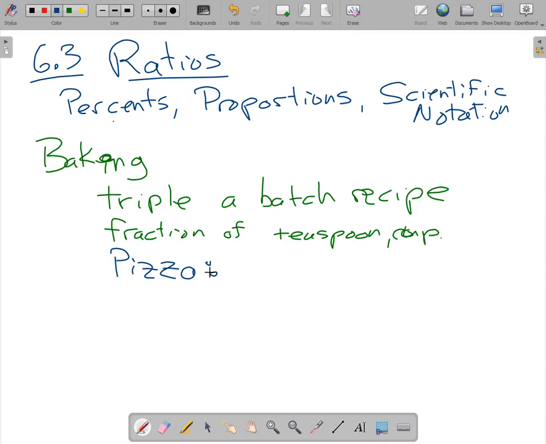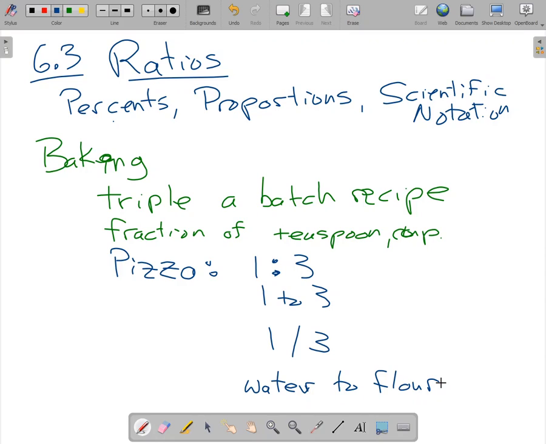I was thinking, for baking, I like to make pizza, and my pizza dough has one important ratio. It's a ratio of 1 to 3. And usually when we write ratios, we put a colon in between. Sometimes we'll write it like 1 to 3 with the word "to," other times as a fraction, 1/3. And that ratio is, for my pizza dough, water to flour. So it's a nice simple one with a 1 in it, because no matter how much water I put in, I need to put 3 times the volume of flour.